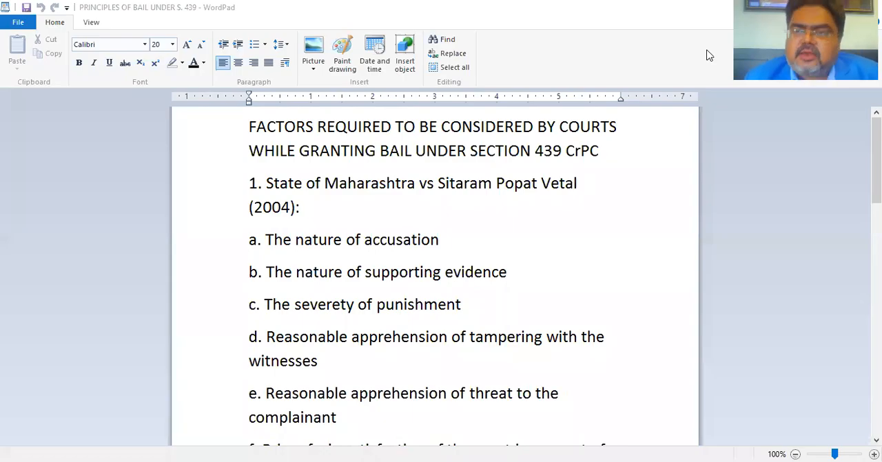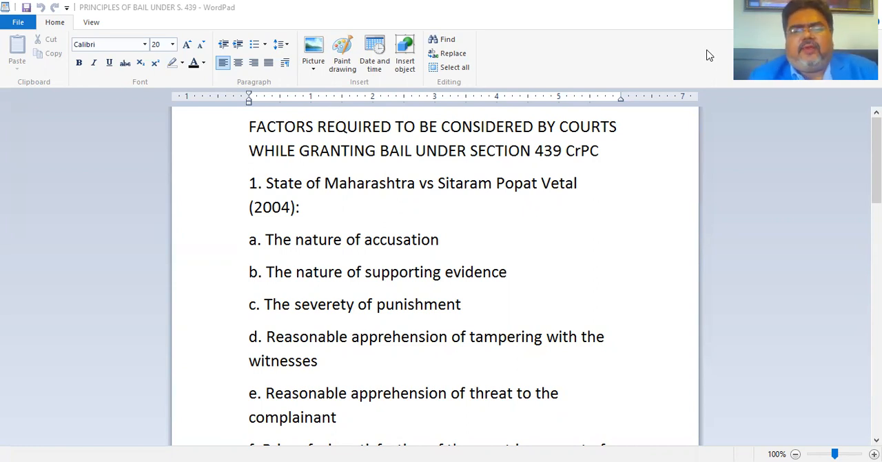Since we have already discussed the minute details of Section 439 CrPC, now it's time to discuss some landmark cases, the factors required to be considered by courts while granting bail under Section 439. In a recent case, the Harjeet Singh case, the Supreme Court reiterated the principles and important factors to be considered by the court at the time of granting bail. So we are going to see those principles.